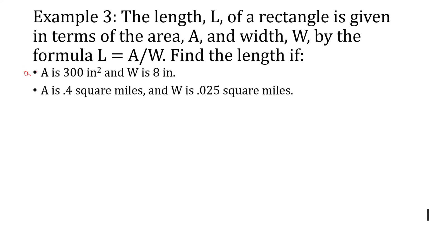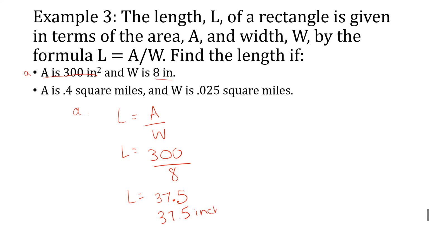So we'll call this part A. We know that L equals A divided by W, and we were given that the area is 300, and the width is 8, W is 8, okay? Now usually with this kind of geometry we would figure out what 300 divided by 8 is. If you plug that in a calculator, it comes out to 37.5. And then we always want to write our answer with our correct unit, so 37.5 inches.